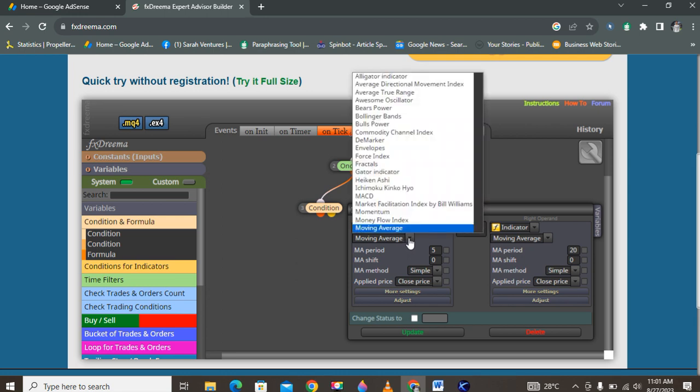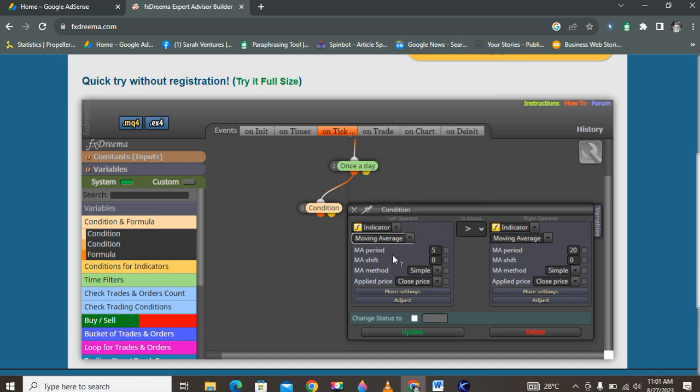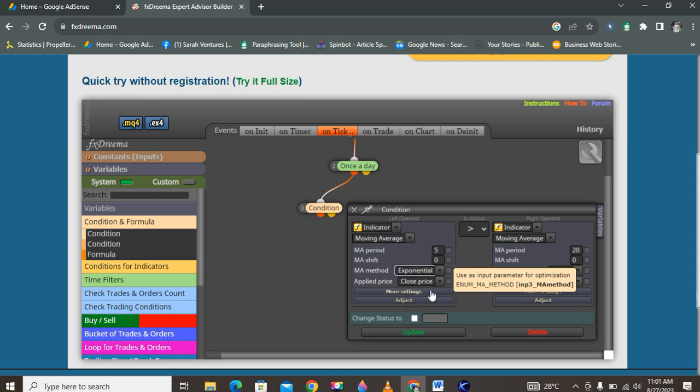Moving average, MACD, or fractals? But for this video, we're using the moving average. Now, the period is 5, shift is 0, method is exponential. Apply to close.